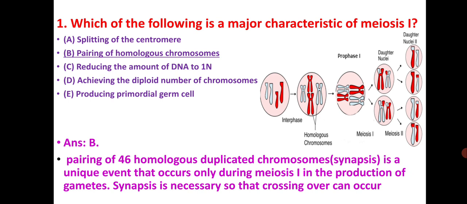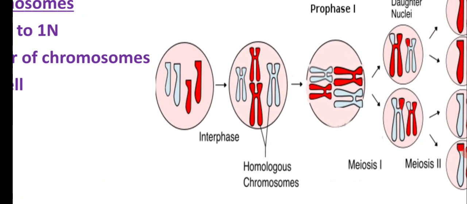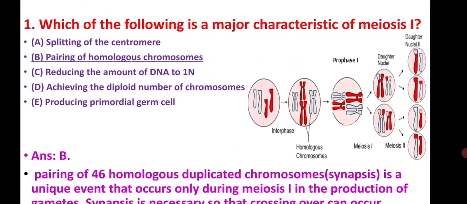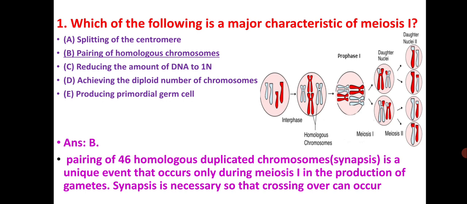Pairing of 46 homologous duplicated chromosomes, that is synapsis, is a unique event that occurs only during meiosis 1 in the production of gametes. Here in this image you can see that in meiosis 1, pairing of homologous chromosomes is occurring. So that is the answer.